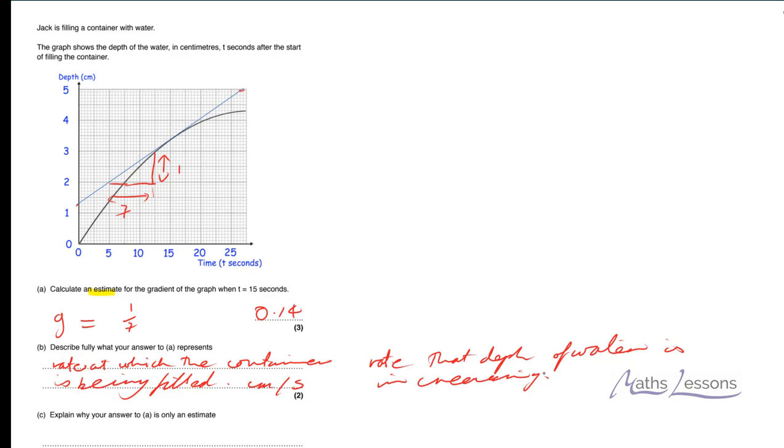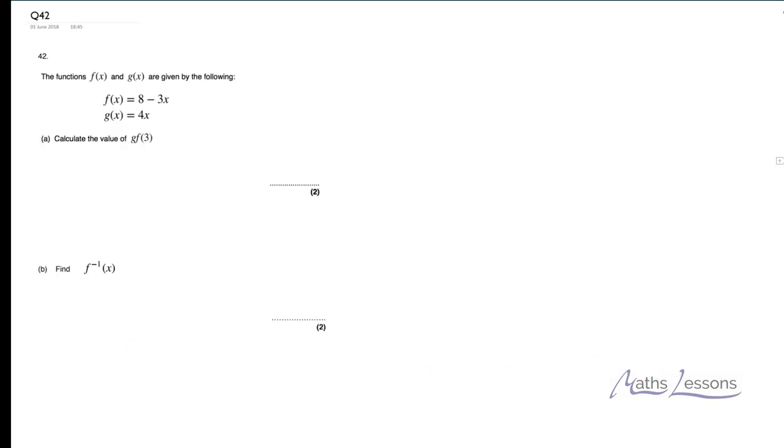Because actually just saying the rate at which the container is being filled, well, it could be volume. We're just looking at depth here. So it's just the depth of the water is increasing, and this is going to be about 0.14 centimetres per second. Explain why it's only an estimate: because the tangent is hand drawn. It's quite possible we could end up with tangents all like this, and you can see that there's quite a degree of variance between those two answers.